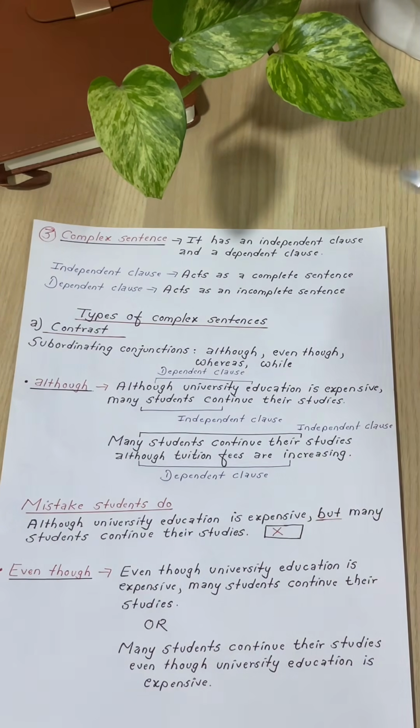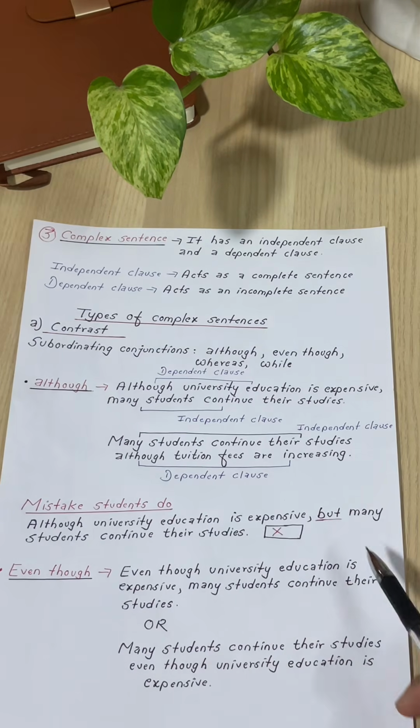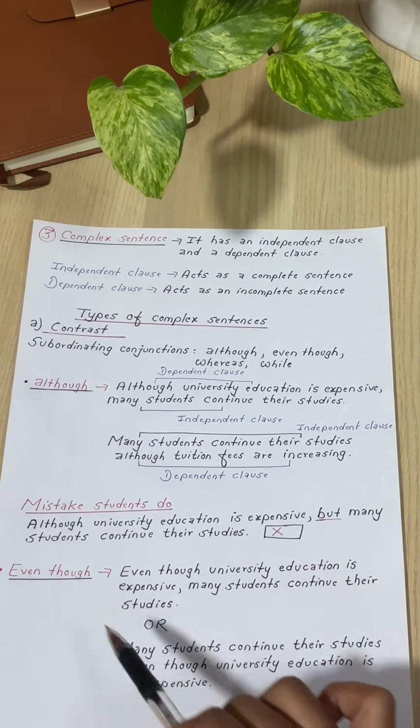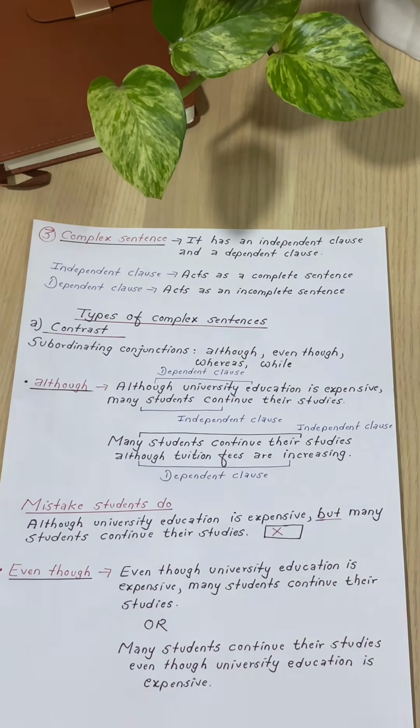Mistake students often do is by writing this type of sentence. Although university education is expensive, comma, but many students continue their studies. They put but while writing a complex sentence, which is absolutely incorrect.